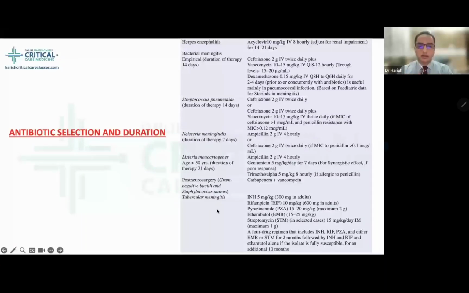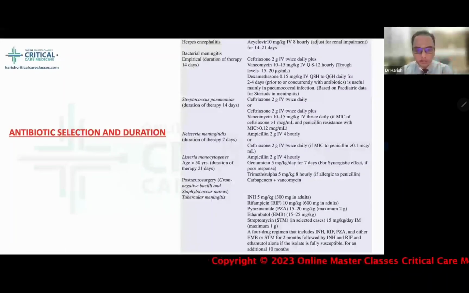Again, some examiner might ask about post-neurosurgery meningitis, just for completion's sake. Usually we have to target coagulase-negative staph, Staph aureus, or maybe gram-negative organisms: carbapenem with vancomycin, or in a resistant case, we need to upgrade up to polymyxin, colistin and all.